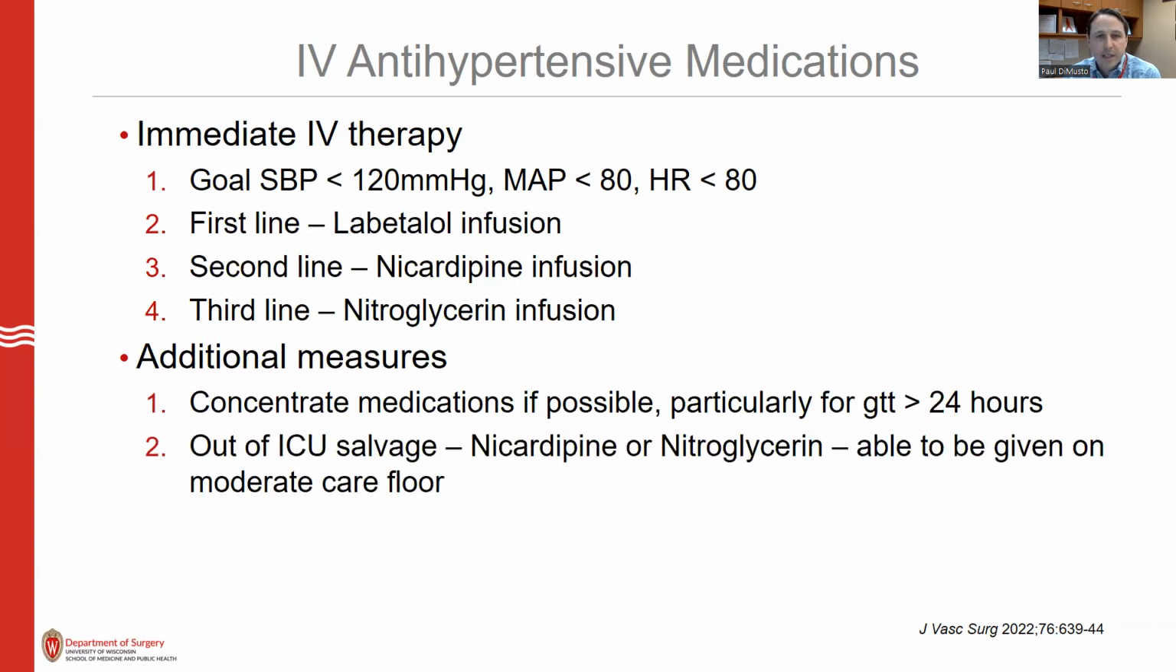And if patients have been transferred out of the ICU and are doing well, but then have a spike in their blood pressure, we use nicardipine and nitroglycerin in those cases, as this can be given on the moderate care floor and avoid a return to the ICU. Again, all these patients are already on oral beta blockade.